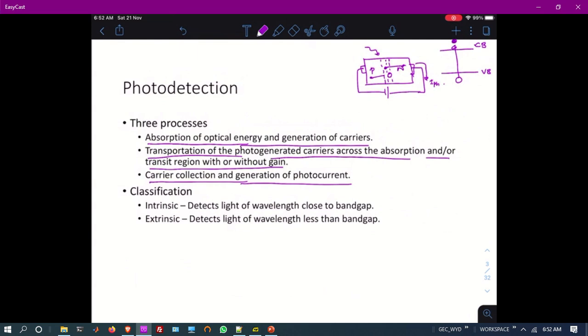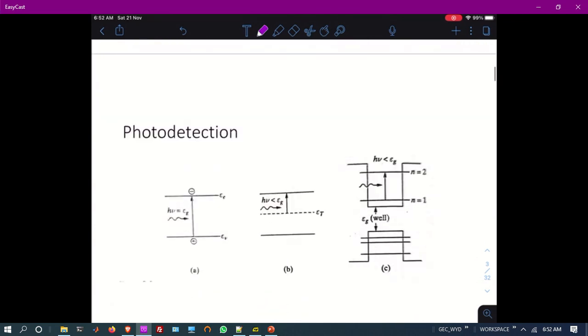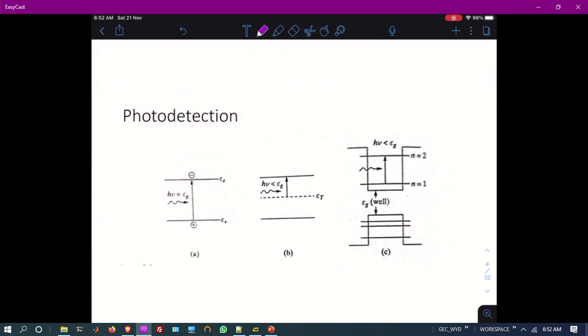Now it can be classified into two. One is intrinsic, which detects light of wavelength close to band gap. Another is extrinsic, which detects light of wavelength less than band gap. We will see using a figure, just like in this one. As you see, when a photon of energy greater than the band gap energy is incident, the electron in the valence band will absorb the photon, move to the conduction band, and once it's in the conduction band, it actually constitutes the current. This is the intrinsic version of the photo detector.